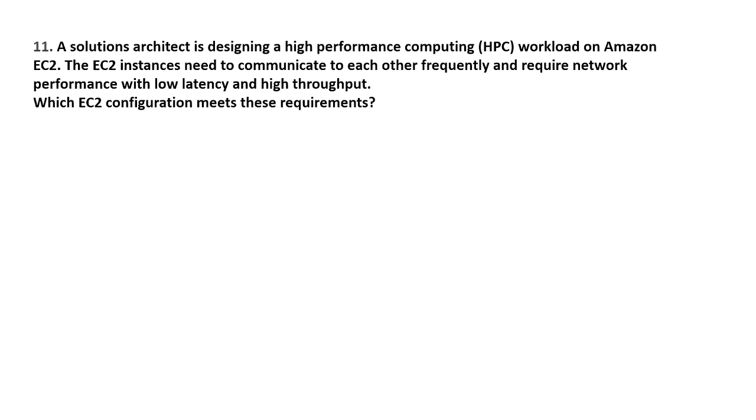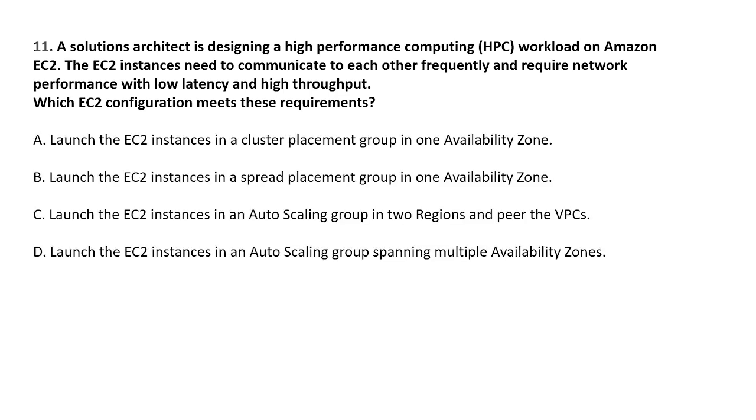And here is question number 11. A solution architect is designing a high performance computing HPC workload on Amazon EC2. The EC2 instances need to communicate with each other frequently and require network performance with low latency and high throughput. Which EC2 instance configuration meets this requirement? So the question, we got it. Here are the options below.